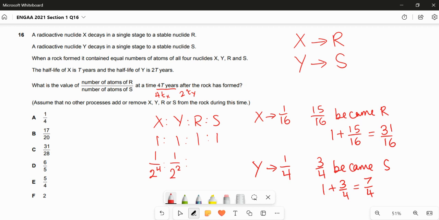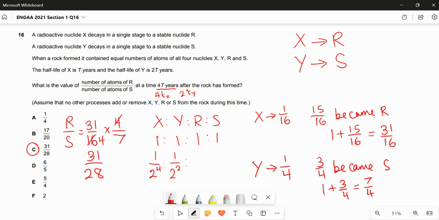So R over S would equal 31 over 16, and then dividing by 7 over 4, so that's the same as multiplying by 4 over 7. Again, don't multiply 31 by 4 here, because we notice a cancellation between 16 and 4. It gives us the 4 on the bottom. So we have 4 times 7 on the bottom and 31 on the top. So our answer is 31 over 28, which is C. So 31 over 28 is the answer here.